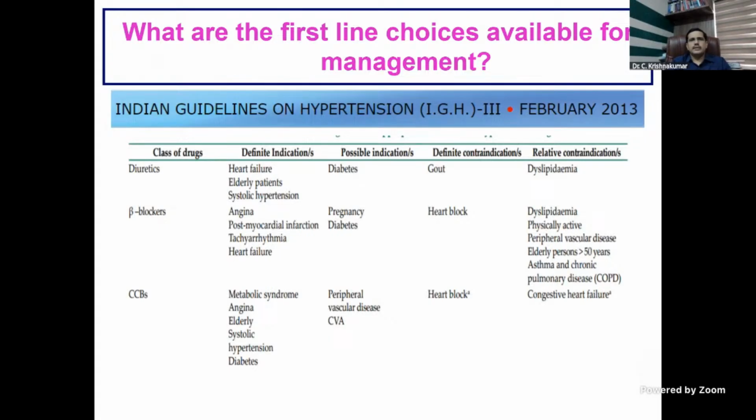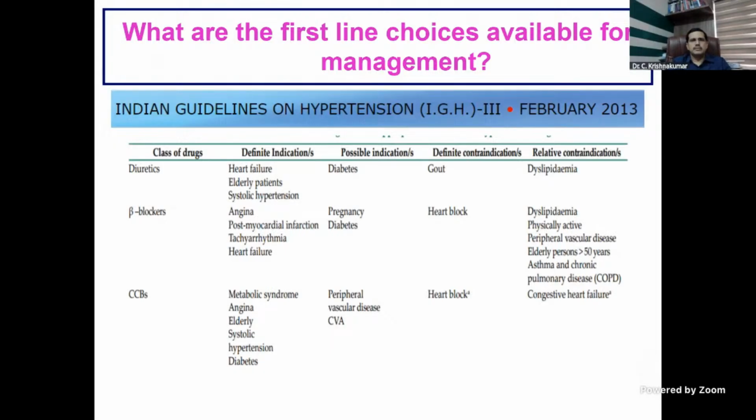dyslipidemia. Beta blockers should be preferred when there is MI, post-MI, angina, tachyarrhythmia, heart failure, hyperthyroidism, or anxiety. In young individuals, beta blockers can be avoided. Pregnancy: possible indication. Diabetes, heart block, and young individuals: beta blockers can be avoided. Relative contraindications: dyslipidemia, physically active people, peripheral vascular diseases, and asthma.